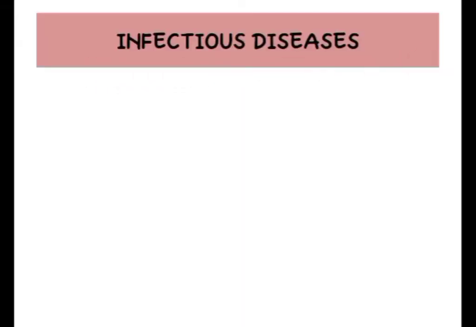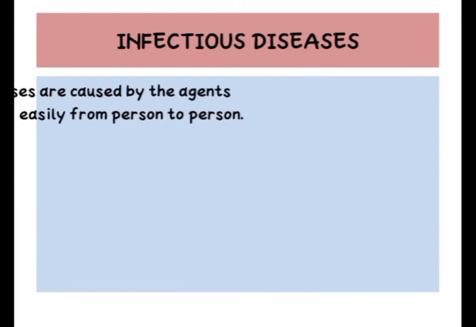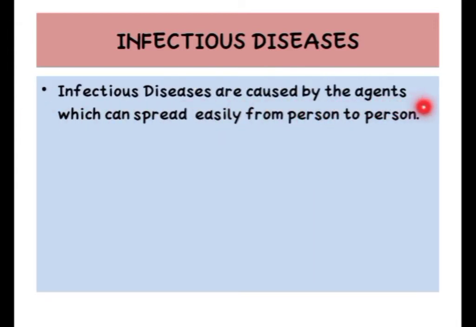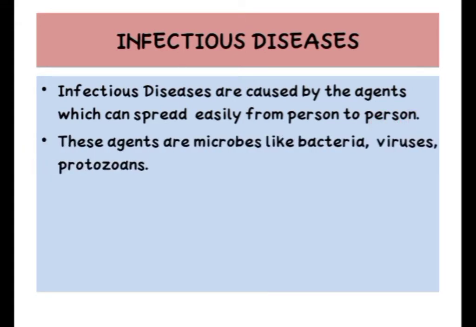Now, what are infectious diseases? We have already discussed, children. Infectious diseases are caused by agents which can spread easily from person to person. You know what these agents are? These agents are microbes, and these are like bacteria, viruses, protozoans, etc.